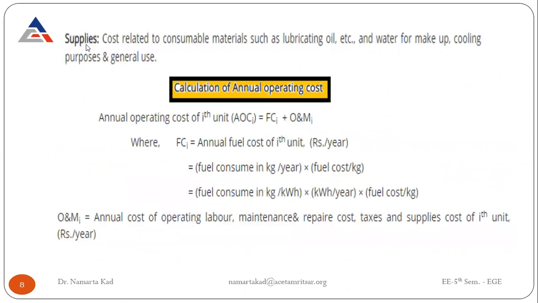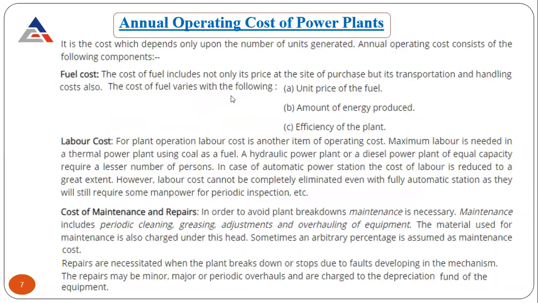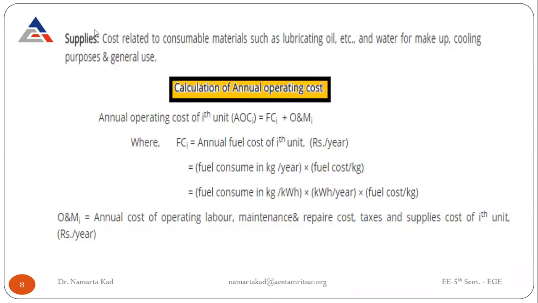Next one is the supplies. The cost related to the consumable materials also comes under the operating cost. Consumable materials like lubricating oil and water for the makeup, cooling purposes and general use also come under the operating cost category. So the operating cost includes mainly the fuel cost, then the labor cost, then cost of maintenance and repair, and supplies. These four categories generally come under the operating cost.